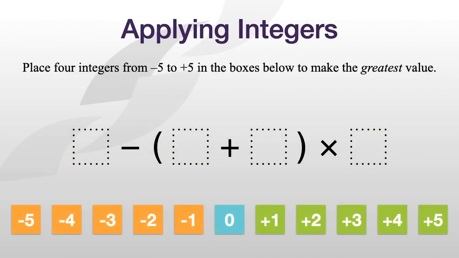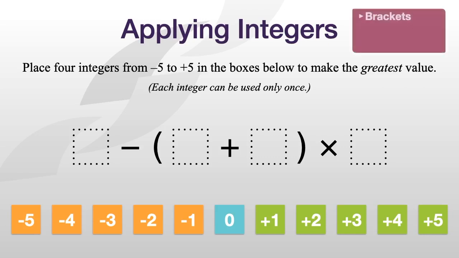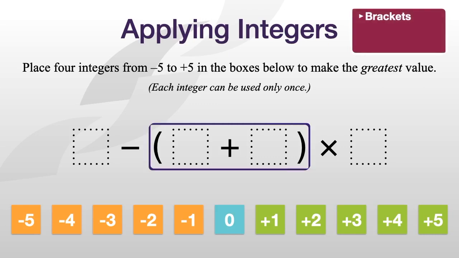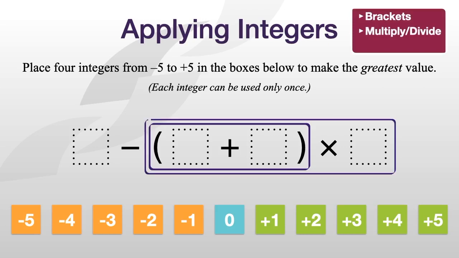Place 4 integers from -5 to +5 in the boxes below to make the greatest value. Each integer can be used only once. This problem brings several operations together, so we'll have to consider the order in which they are carried out. Order of operations tells us to first evaluate expressions in brackets. Next, we multiply or divide from left to right. Finally, add or subtract, again from left to right.